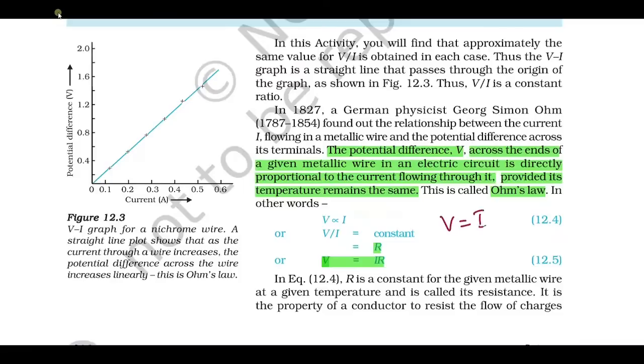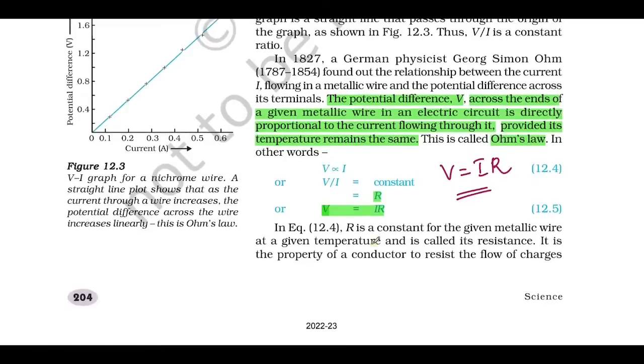Based on Ohm's law, definite question. V equals IR. What is R here? R is a constant called as resistance. What is resistance? It is the property of a conductor to resist the flow of charges. What is the definition of resistance? It is the property of a conductor to resist the flow of charges.